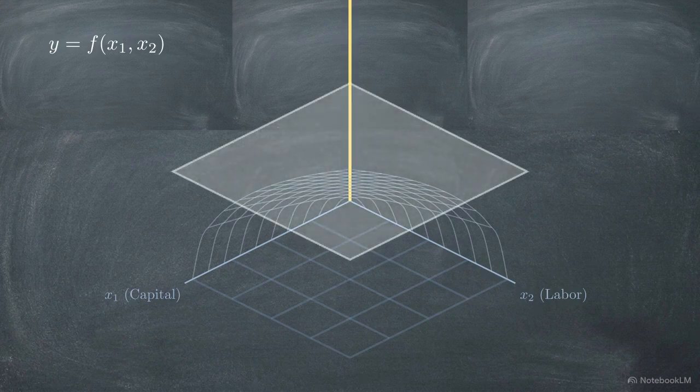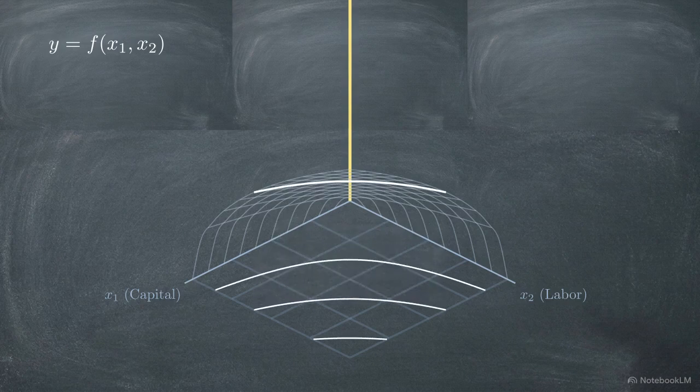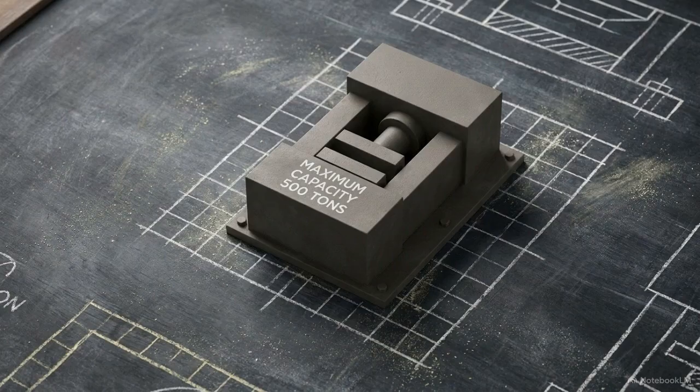If we lock the output to a constant value by slicing this surface horizontally, we capture every possible combination of inputs that achieves that exact same yield. When we map these intersections onto the floor, we create isolated two-dimensional curves called isoquants. This resulting geometric topology contains every possible operational state of the firm. It maps the physical constraints of production before costs, prices, or market factors enter the equation.